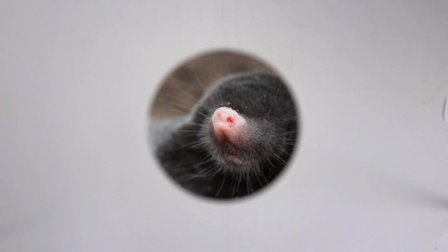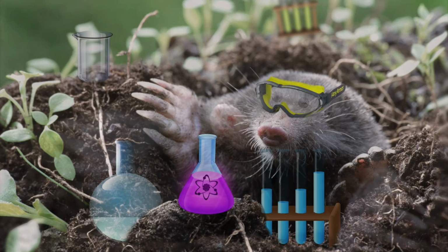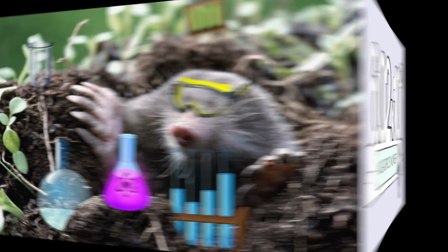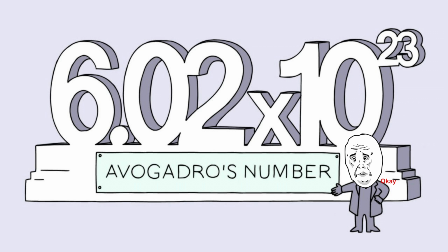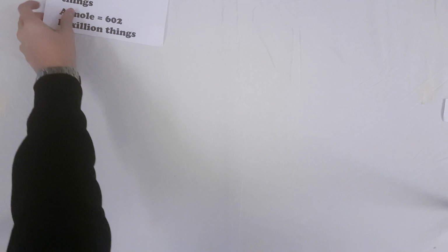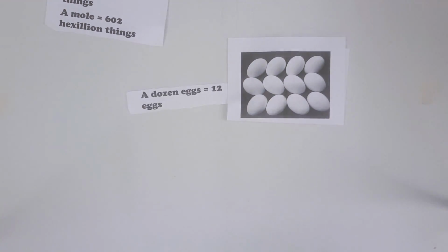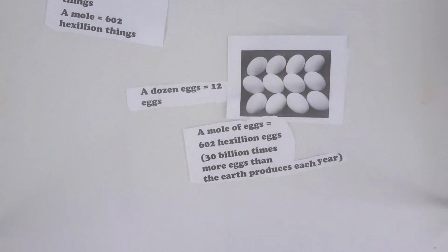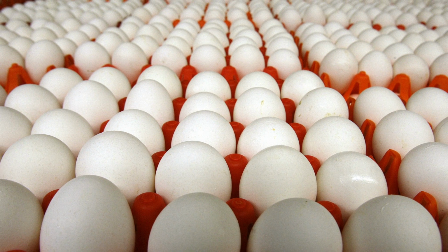Moving to moles. No, not those moles. Chemical moles. No, actual chemical moles. So, what is a mole? Just like a dozen, a mole is a way to show a specific amount of something. There are 12 things in a dozen, but in a mole there are 602 hexillion things. For instance, a dozen eggs would be 12 eggs, but a mole of eggs would be 602 hexillion eggs, which is 30 billion times more eggs than the Earth produces every year.